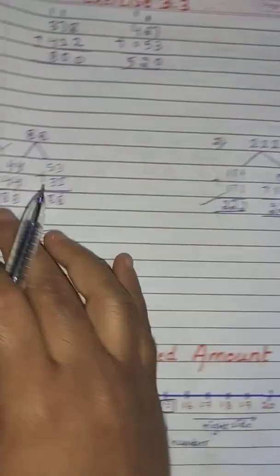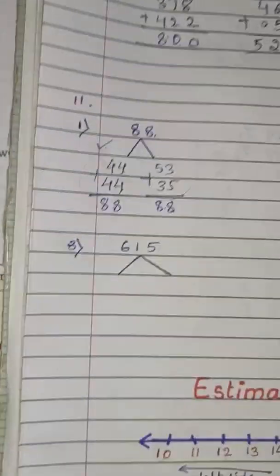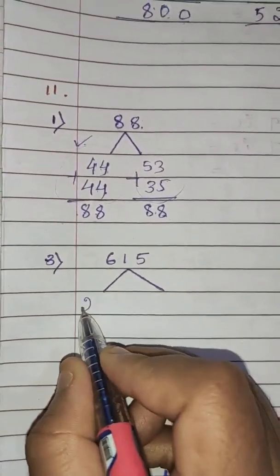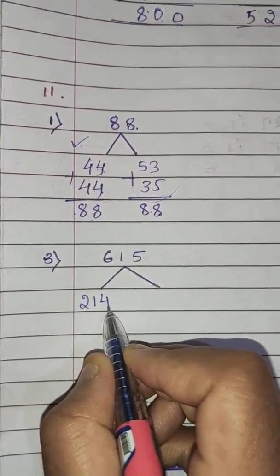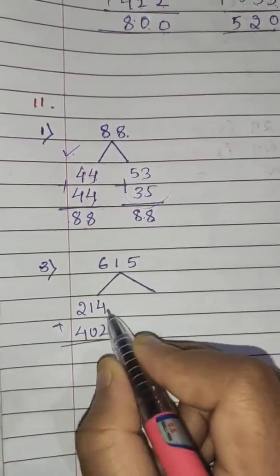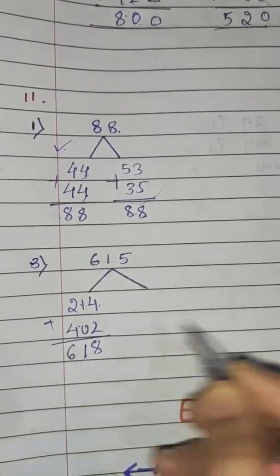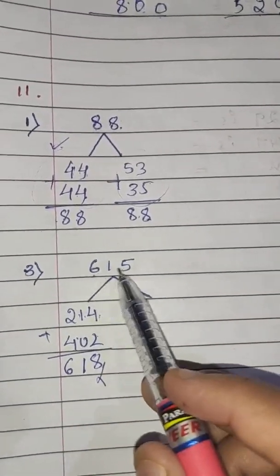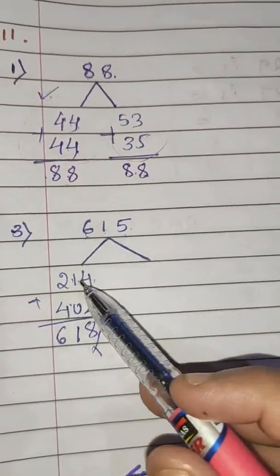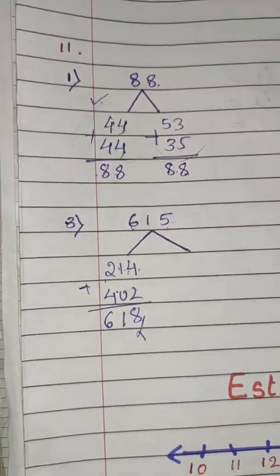Now let us take one more example here, 615. So now I am going to take one example here, 214 plus 402. So 4 plus 2 is 6, 1 plus 0 is 1, 2 plus 4 is 6. Means it is wrong because the answer is 615. So I have to make changes in that, right? So instead of taking 214, I will take 213.